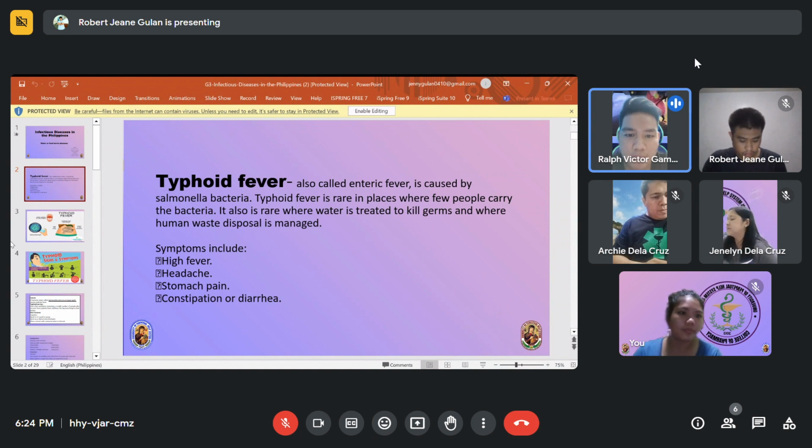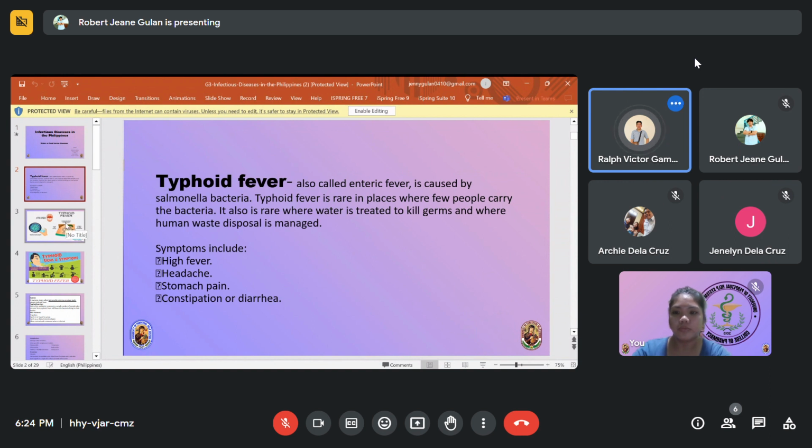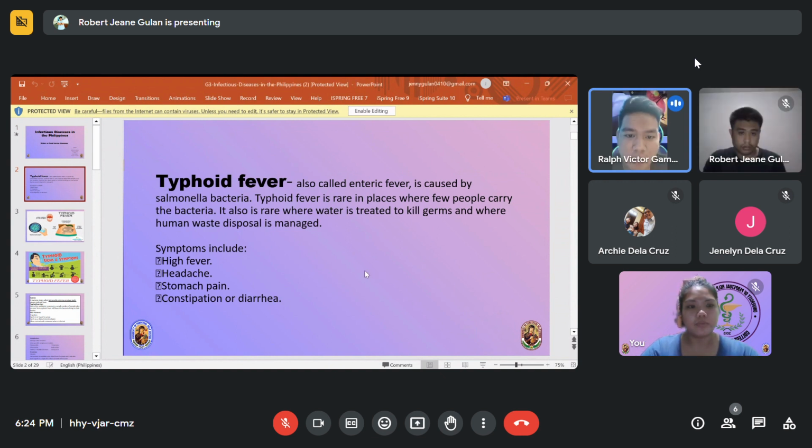Let's talk about the first disease. It is called typhoid fever, also called enteric fever, known as enteric fever, which is caused by a bacteria named Salmonella. Typhoid fever is rare in places where few people carry the bacteria. It is also rare where water is treated to kill germs and where human waste disposal is managed. The symptoms include high fever, headache, stomach pain, and constipation or diarrhea.